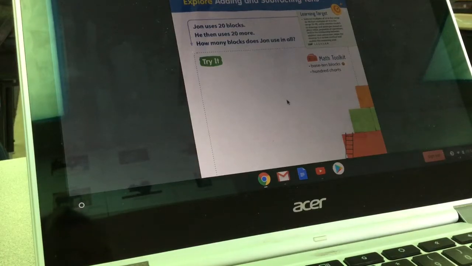Hello everyone. Today we're beginning lesson 25, which has us working with tens and ones and adding them. This is something we do have some experience with, so it will be not too unfamiliar to us, but we will be learning some new things with adding and subtracting tens.